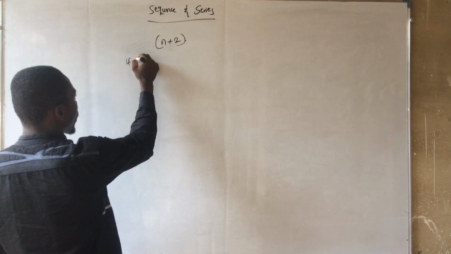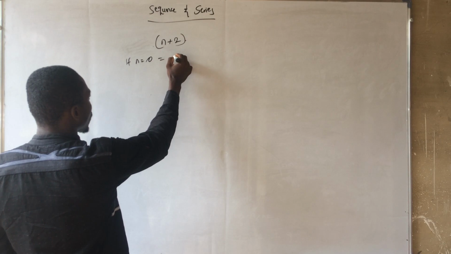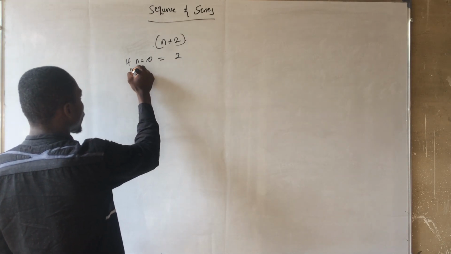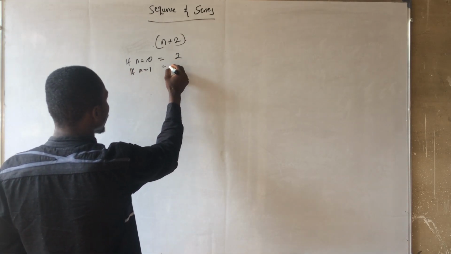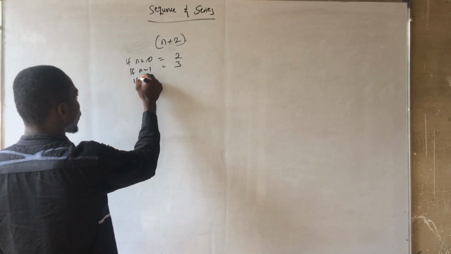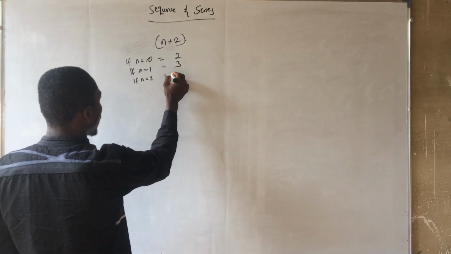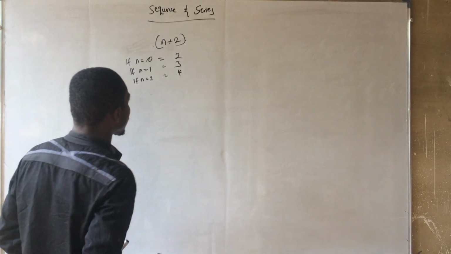So if n equal to 0, we have 2. If n equal to 1, we have 3. If n equal to 2, we have 4.